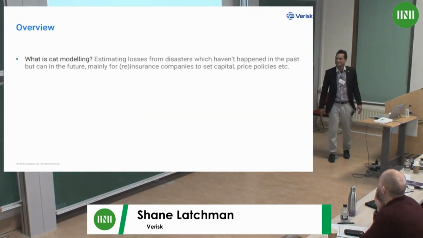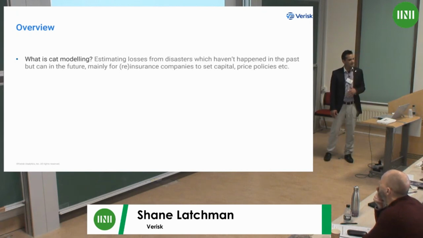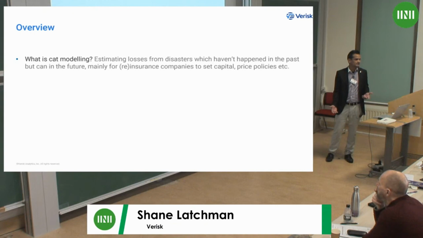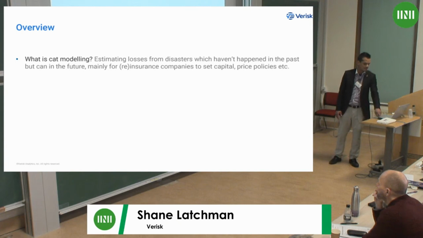So what are we talking about? So what is CAT modeling? The way that I describe it is that we're estimating losses from disasters that haven't happened in the past, but can potentially happen in the future. We do that for reinsurance companies or insurance companies. And why they do that is to set capital, which is also called reserves, so how much money you put in the bank in the case of a disaster, price some kind of policy, an insurance policy or a reinsurance policy, and many other reasons.